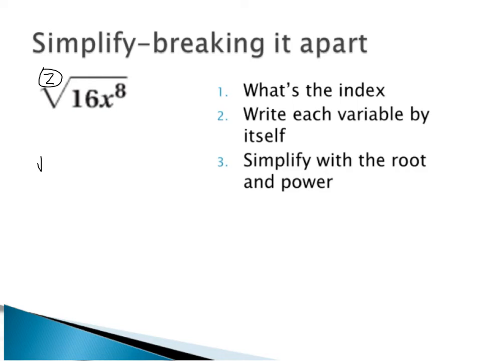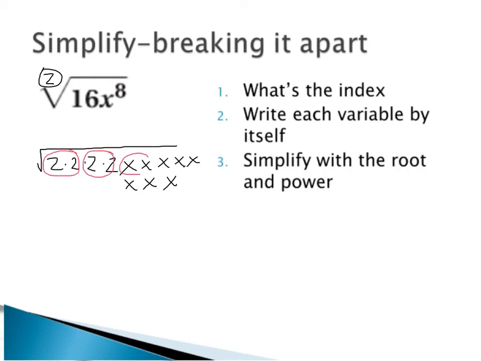So I know I can rewrite 16 as 2 times 2, that's 4. 4 times 2 is 8. 8 times 2 is 16. And then 8 x's. And then since I know that my index is 2, I'm looking for pairs. So here's a pair, here's a pair, here's a pair, here's a pair, here's a pair, and here's a pair. So anything that is circled comes out.